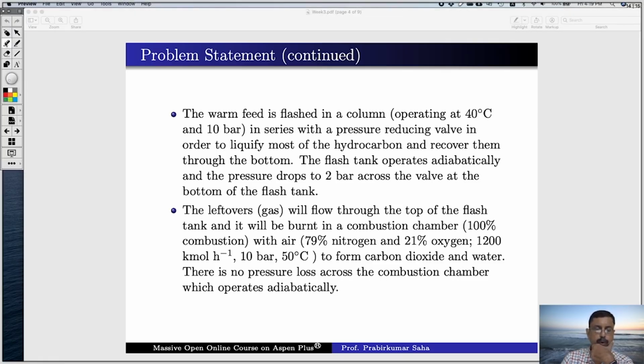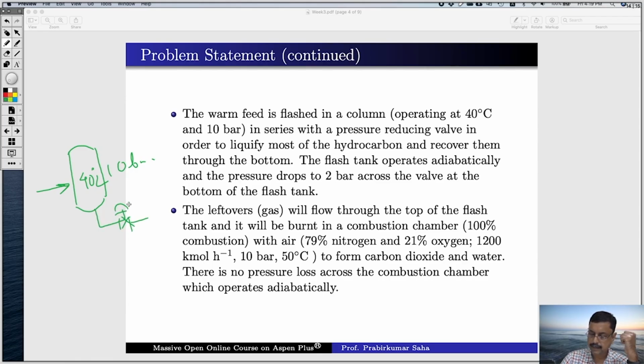Now this warm feed, because it has already passed through the heater, is now warm. The warm feed is flashed in a column. So there will be a column somewhere after the heater. So this is the heater output. This will be flashed in this column operating at 40 degrees centigrade and 10 bar in series with a pressure reducing valve.